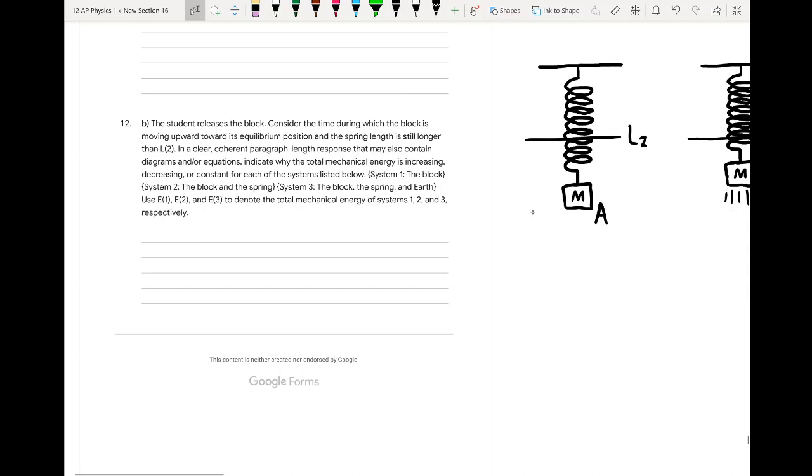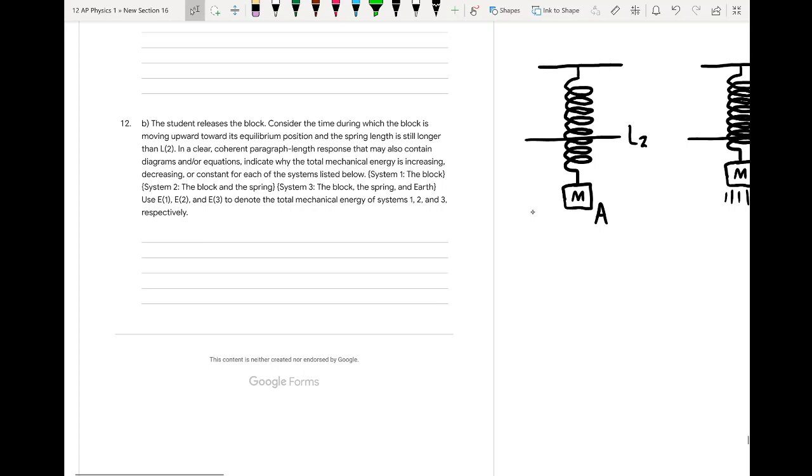In a clear, coherent paragraph length response that may also contain diagrams and/or equations, indicate why the total mechanical energy is increasing, decreasing, or constant for each of the systems listed below. System 1 is just the block. System 2 is the block and the spring. System 3 is the block, the spring, and the earth. And we want to talk about E1, E2, and E3, the total mechanical energy of systems 1, 2, and 3. Are they increasing, decreasing, or constant? What's going on with them?